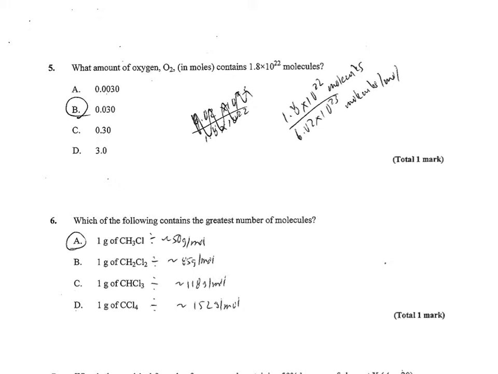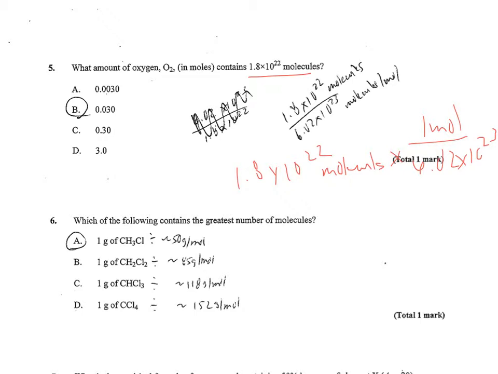Number 5, you can see that I goofed this up initially. What amount of oxygen in moles? It contains 1.8 molecules. Since I have molecules and I want moles, I should take my 1.8 times 10 to the 22nd molecules and multiply by the 1 mole over Avogadro's number. That's the other way of thinking of this. And so when I divide, I end up with 0.030 moles.